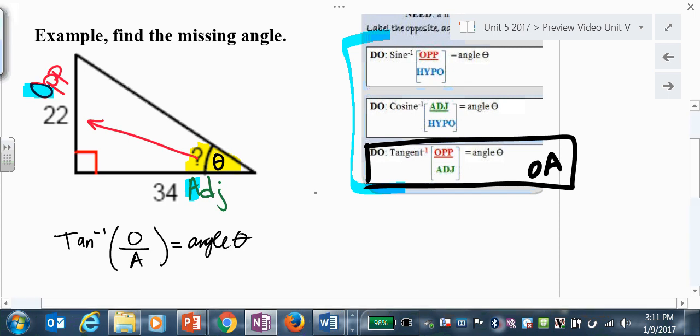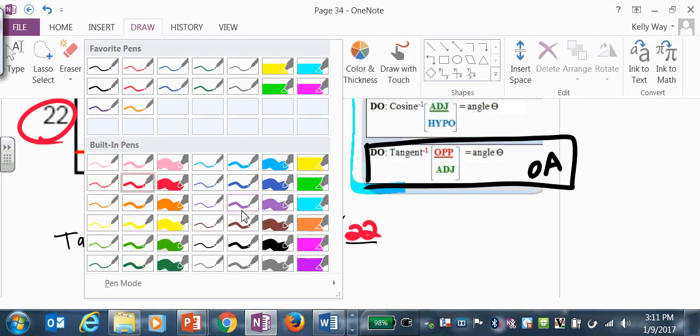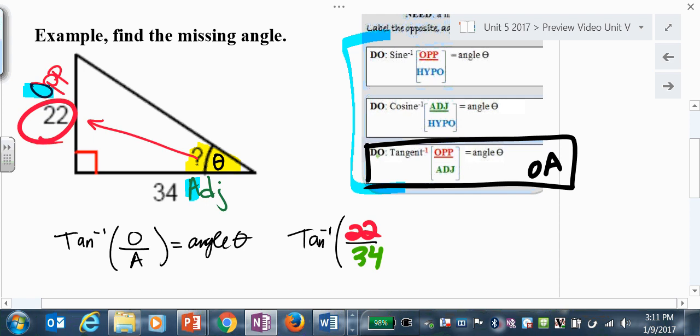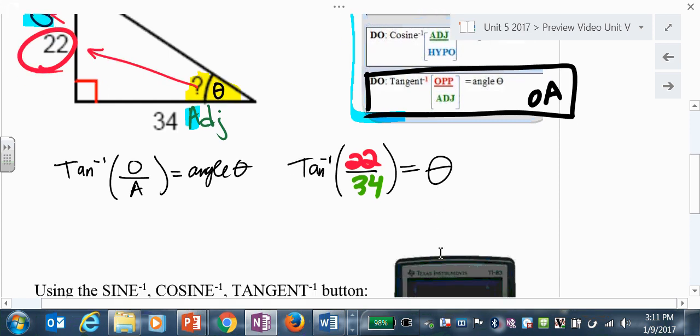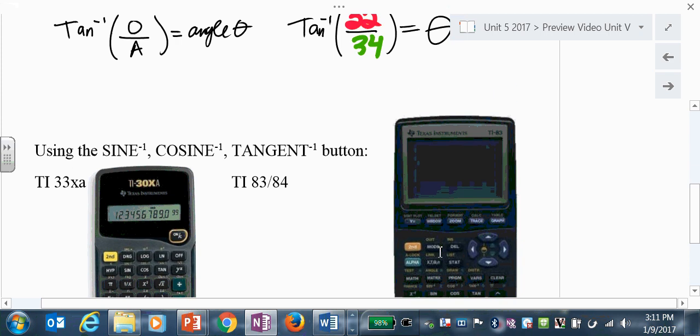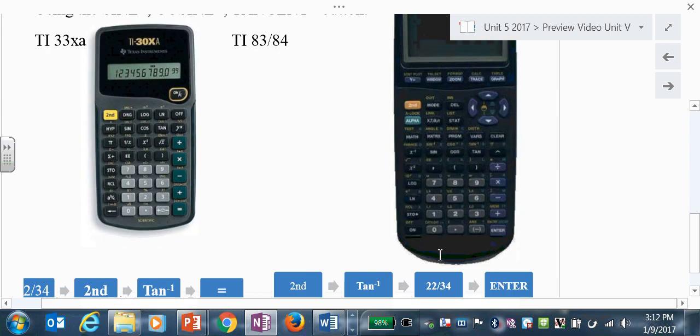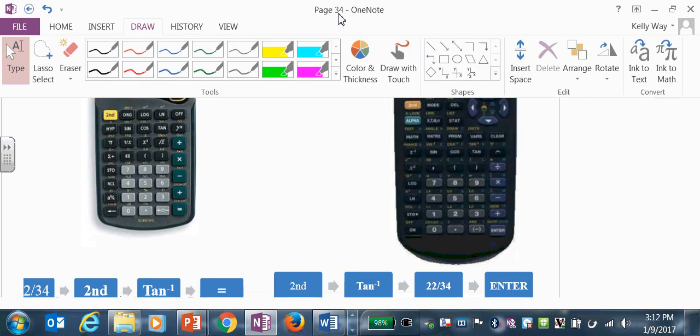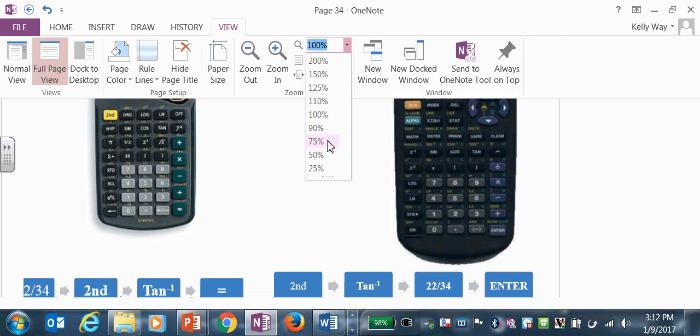Now we circle, plug, tuck. Inverse tangent, our opposite is 22. Our adjacent is 34. That's going to give us our angle theta. Look what we have there: inverse tangent 22 over 34. Let's recopy this down here so you can see how this works with the calculators. I will show you the calculators in real time as well.